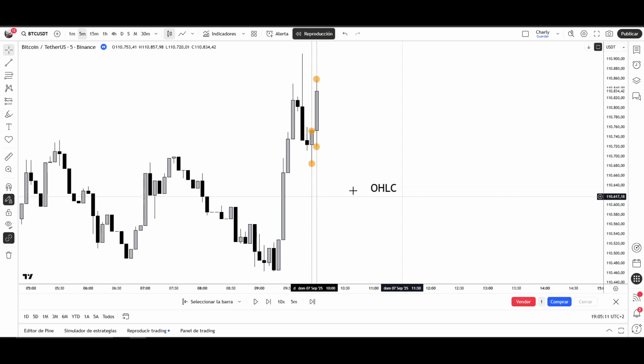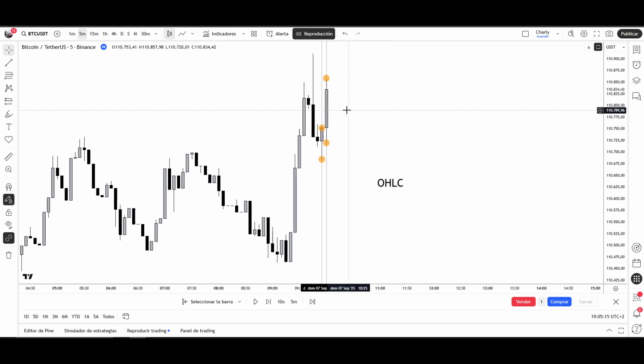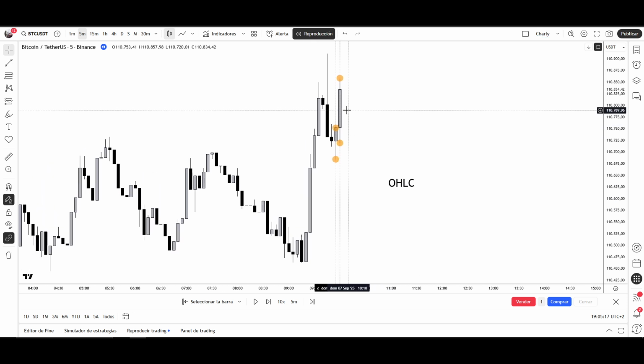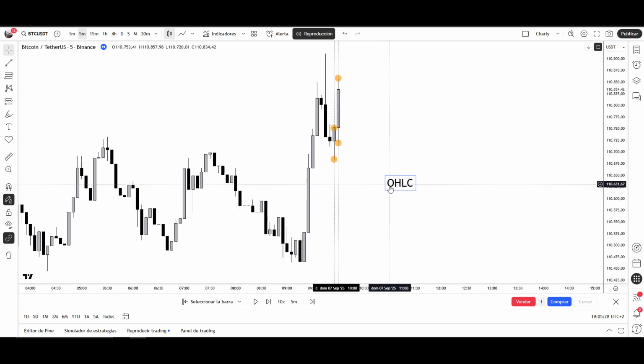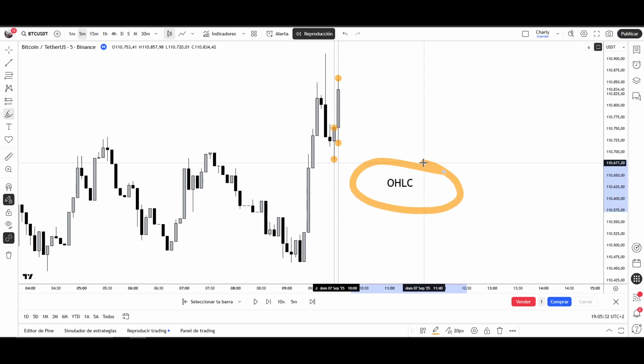In the 5 minutes, understanding the OHLC you will have a lot of information being broken down. Plus, you will filter all the fake outs that you have in the 1 minute will be filtered out with this method in the M5. And that's basically how, understanding the OHLC, you will have most of the price action decoded.